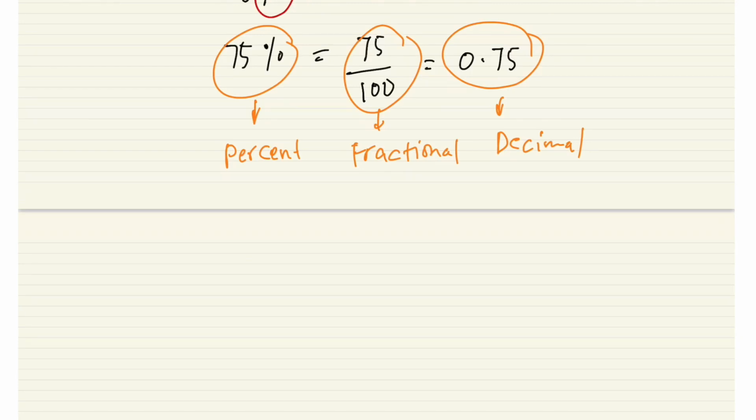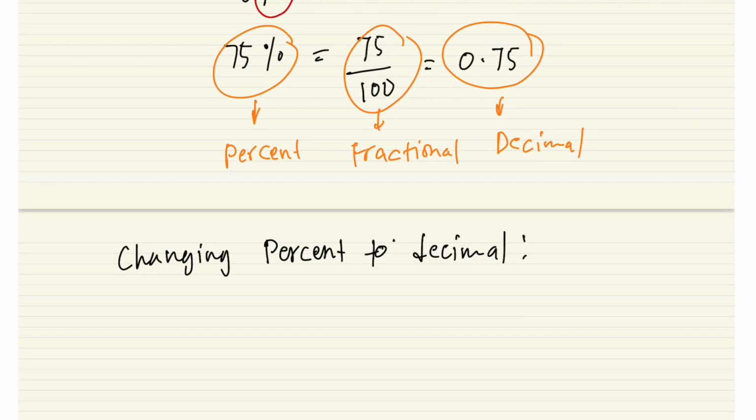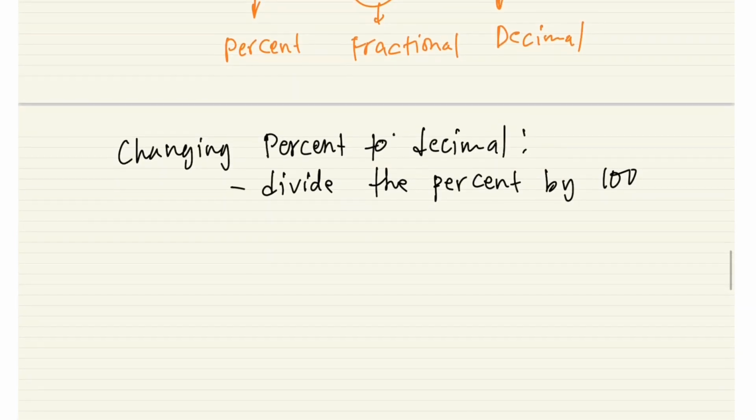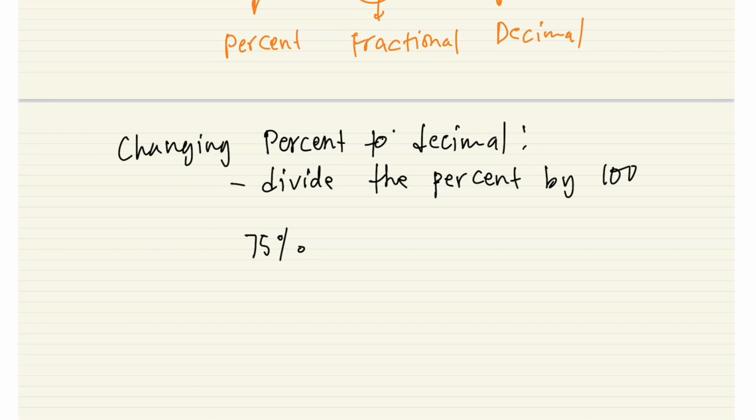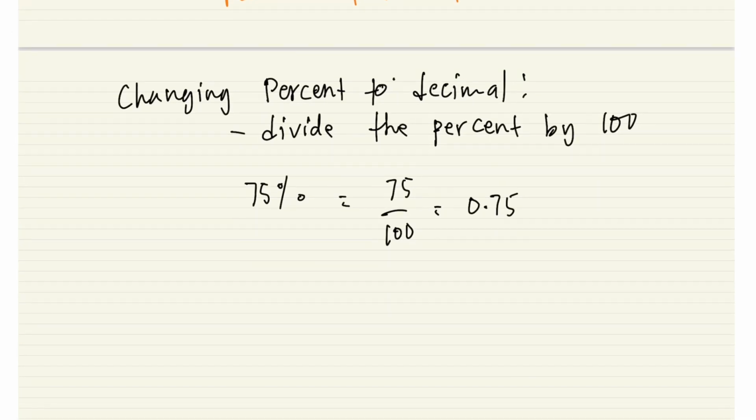All right. Again, don't forget the symbol for percent. So if changing percent to decimal, all right, you just have to divide the percent by 100. So we have here, for example, again, we have 75%, which is equals to 75 divided by 100, which gives us 0.75.